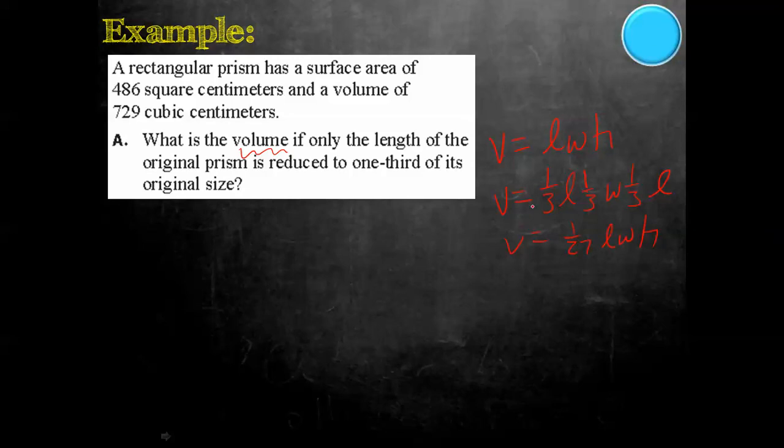But it's only telling us that the length is reduced by a third. So our new formula is 1/3 length times width times height. So all we're going to do here for the new volume is multiply it by a third. So we're going to take 729 and multiply it by a third, or divide by 3, which is 243 cubic centimeters.